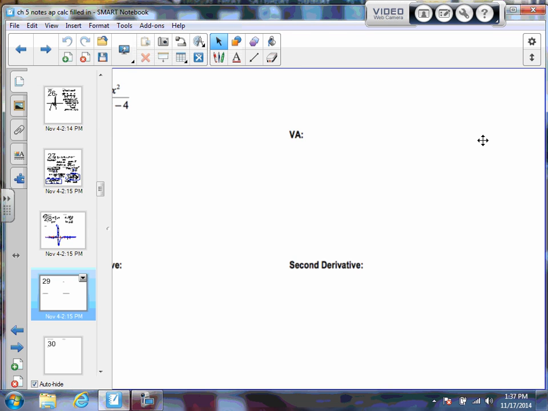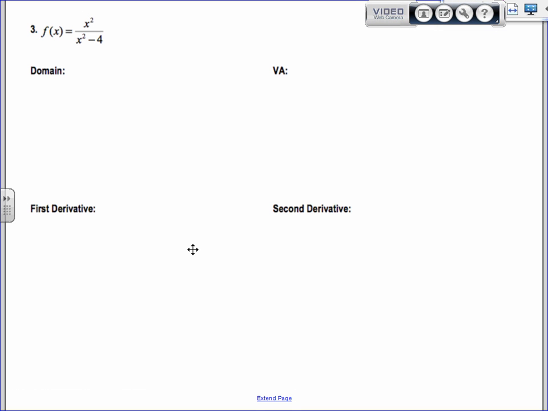All right, so continuing our talk of how to graph different things. So we have x squared over x squared minus 4. All right, so I told you guys I'm not going to give you another homework assignment on this because it takes a long time, but there's probably going to be a quiz on this, right?